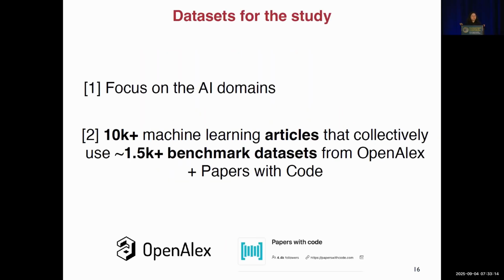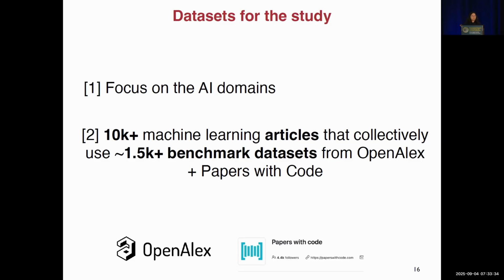So to answer this question empirically, we first focus on the AI domain. There are two reasons. One is that AI right now is very hot. We want to know how we can stimulate the development of this field. Second, the AI domain primarily uses openly available data, those kinds of public data. So it makes it very suitable to study in our case.